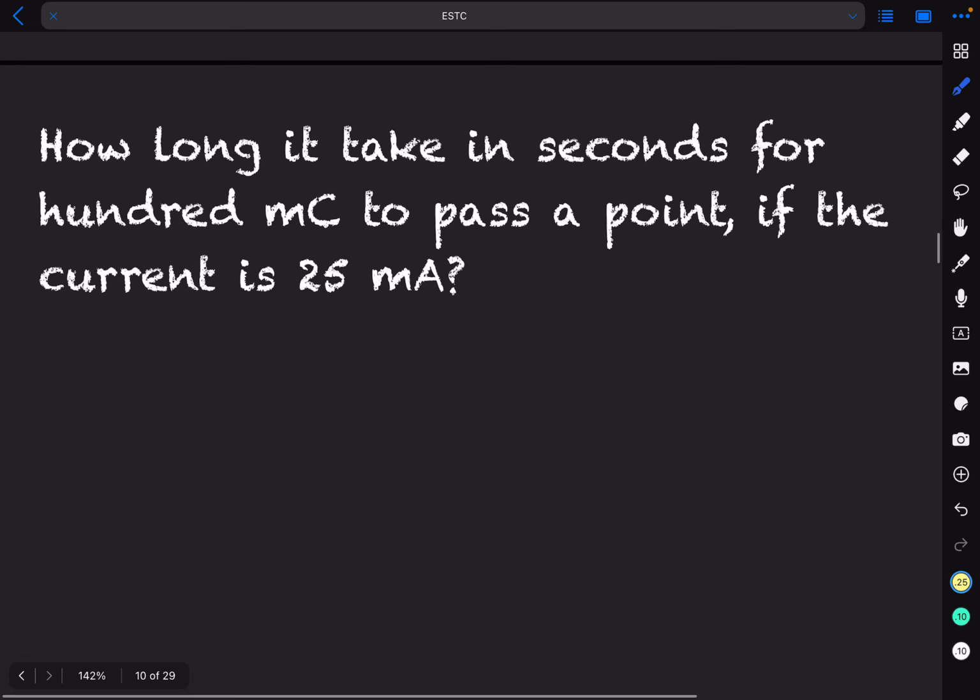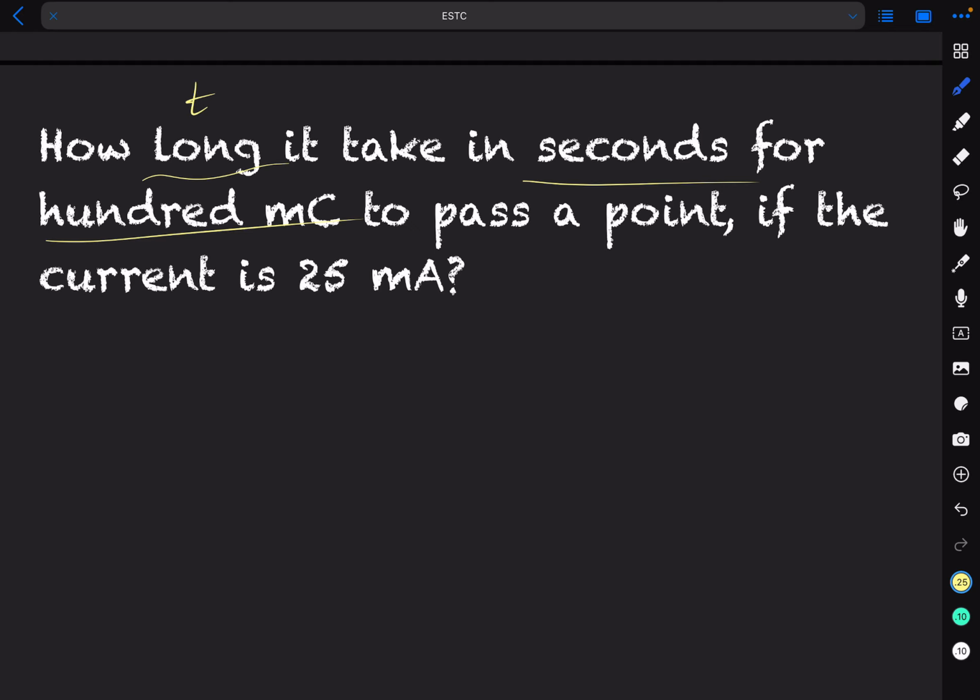Now, how long does it take in seconds? How long means time. For 100 millicoulomb, which is nothing but charge, to pass a point, if the current is, this is very easy, 25 milliampere.